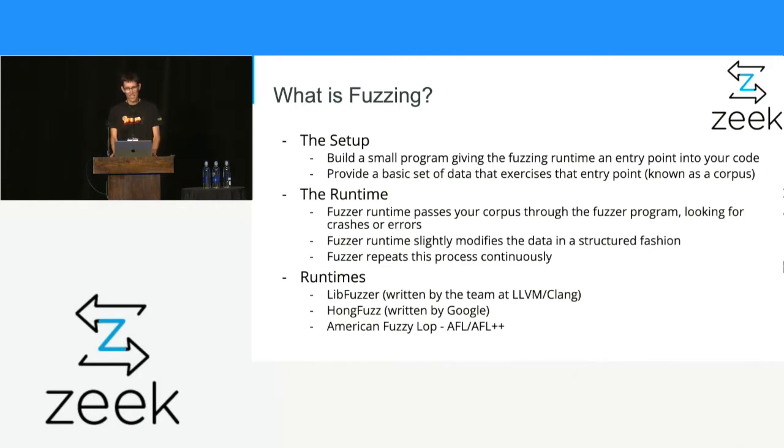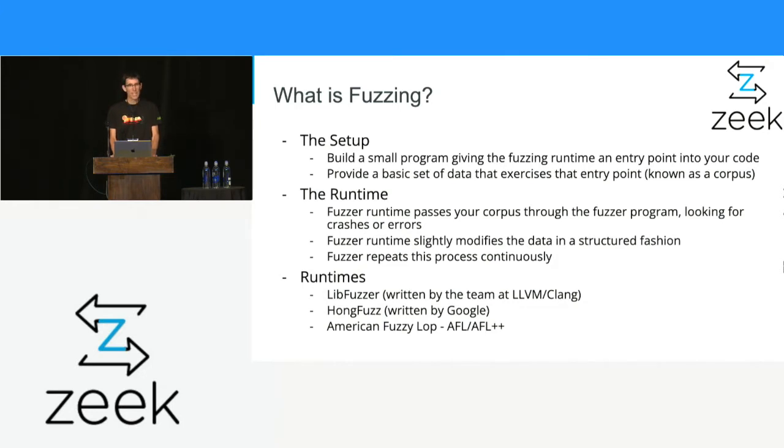The easy thing is you take a small program, you give the fuzzing runtime an entry point into your code. For Zeek, that's real easy. We read network packets. There's an entry point into your code. You provide a basic set of data that exercises that entry point. In the fuzzing world, this is known as a corpus. You give that to a fuzzing runtime. The runtime sticks your corpus into your fuzzer program and tells you if it crashed.